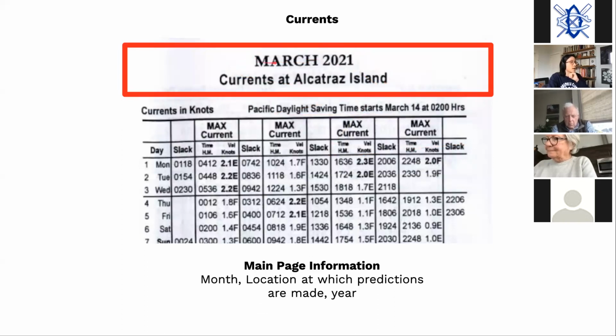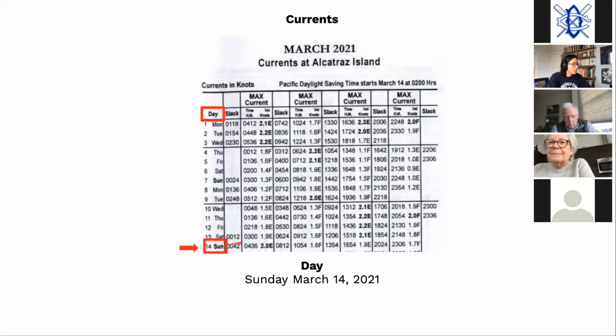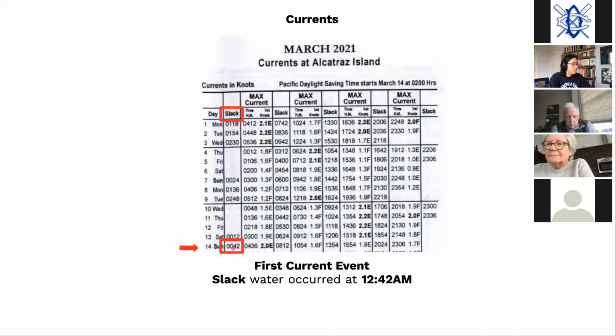So same thing at the top. You have the month, the year, and where the data is being recorded from. Same thing, the information for each day is read across as a kind of timeline. So again, today, the first current event was this morning at 12:42 a.m.